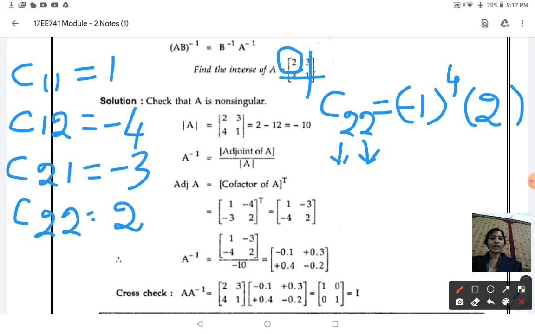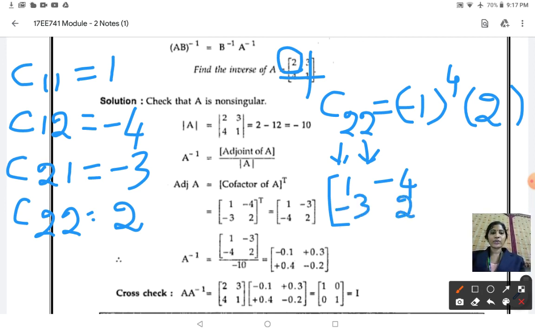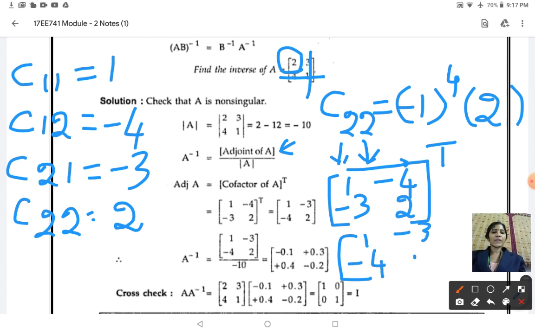Now, the cofactor matrix we have identified is C11 is 1, C12 is minus 4, C21 is minus 3, C22 is going to be 2. Now, for this you need to take the transpose to find the adjoint of A. Transpose means whatever you have in the row will come in the column. So here I will be getting 1, minus 4, minus 3, 2. So it is your adjoint of A.